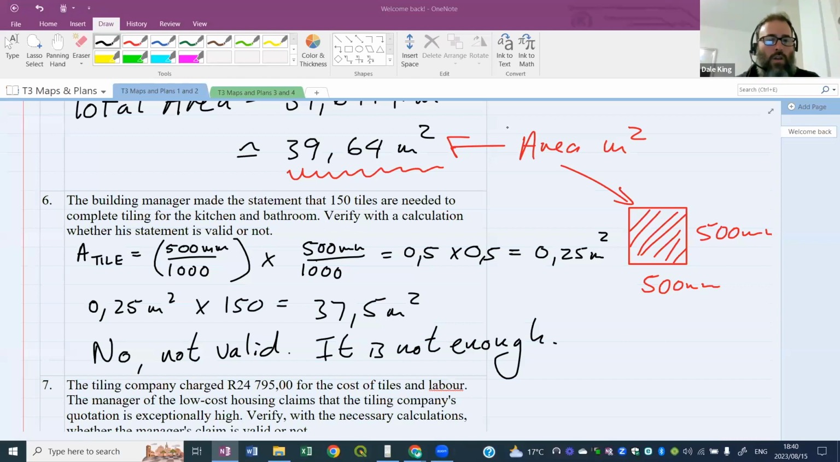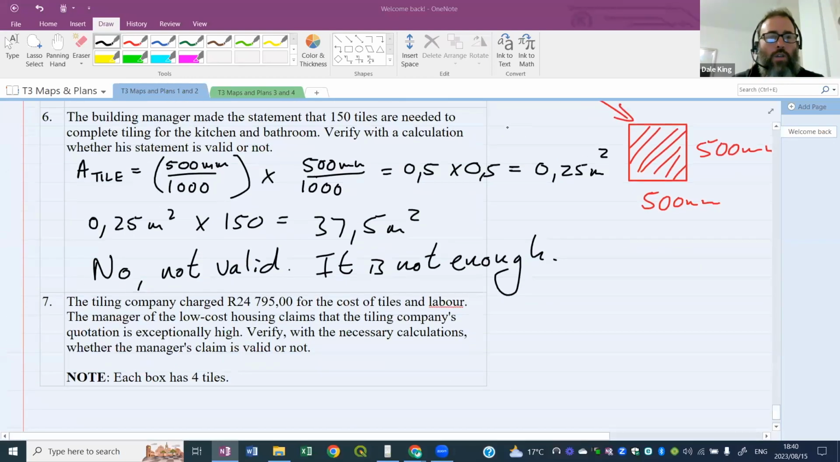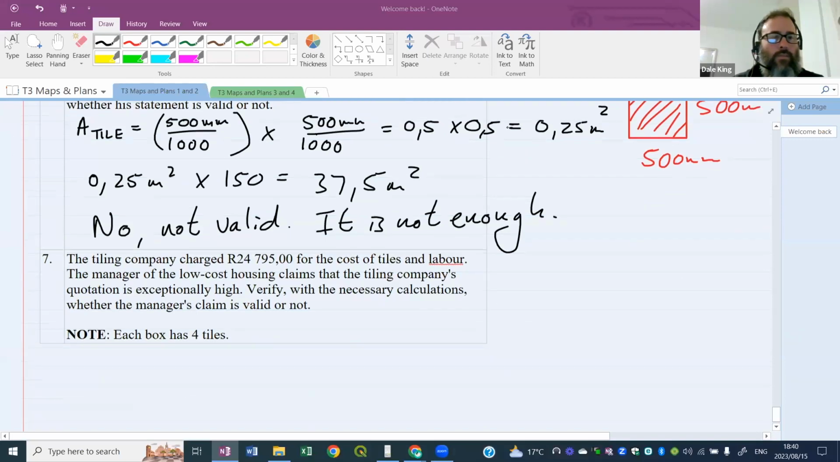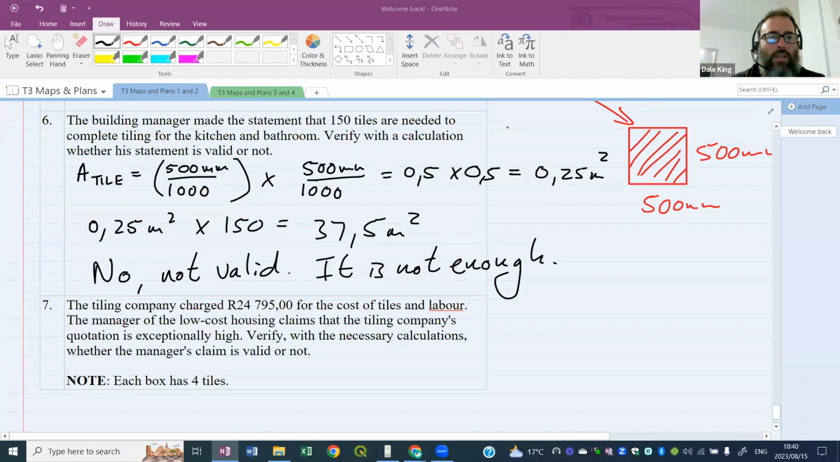All right, so now we're going to move down to question 7. Let's have a look here. The tiling company charged 24,795 Rand for the cost of tiles and labor. The manager of the low-cost housing claims that the tiling company's quotation is exceptionally high. Verify with calculations whether it's valid or not. Same question over and over again.